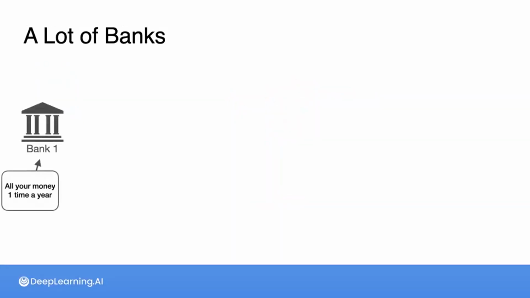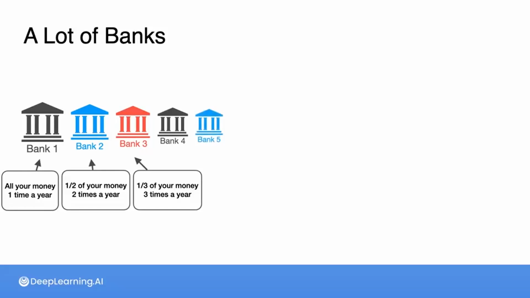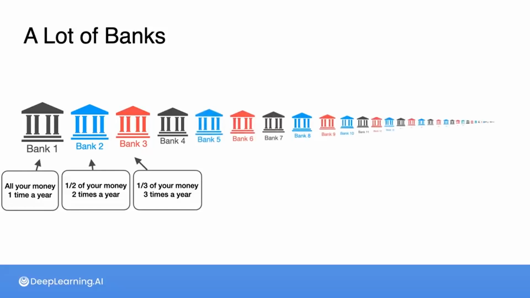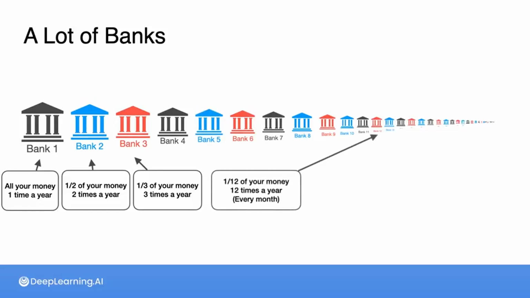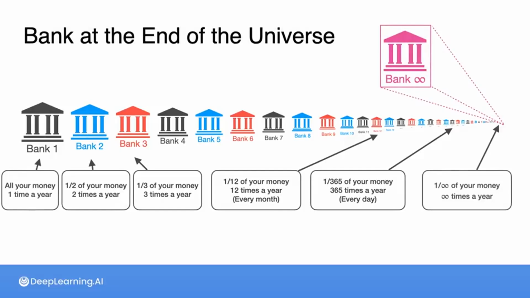So now imagine that you go around looking for banks. There's bank 1, there's bank 2, there's bank 3. Bank 4 gives you 1/4 of your money 4 times a year. Bank 5 gives you 1/5 of your money 5 times a year, and so on until the end of the universe. So here's bank 12 that gives you 1/12 of your money every month. Here's bank 365 that gives you 1/365 of your money every day. And what's at the very, very, very end of the universe? What is this bank? Well, this bank, let's call it bank infinity. And what bank infinity does is it pretty much gives you instant interest. 1/infinity of your money infinity times a year.